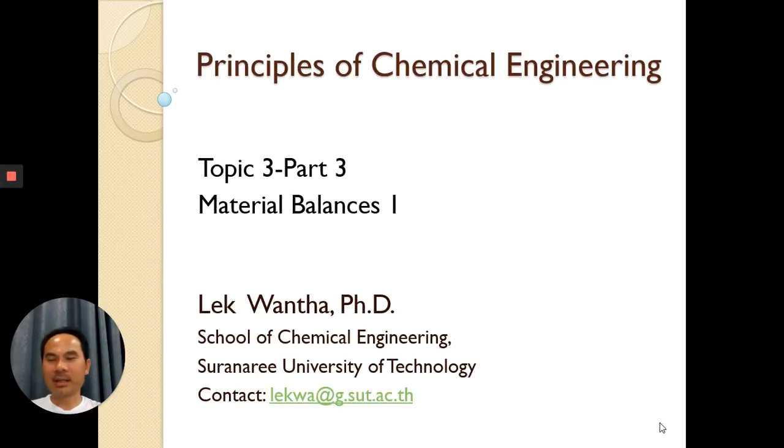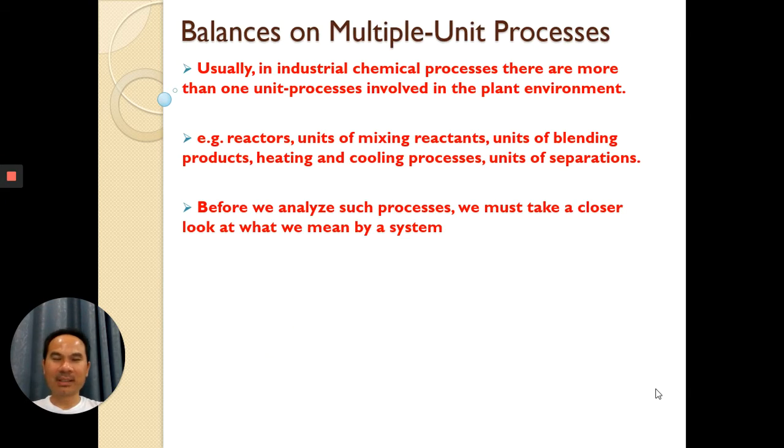Okay. Hi, everybody. This lecture will talk about the material balance. Previously, we showed you examples like degree of freedom analysis to make the balance, but we focused on only one unit. In this slide we talk about multiple units, because in most industry, in chemical and petrochemical industry or polymer industry, there is more than one unit process involved in the plant's environment.